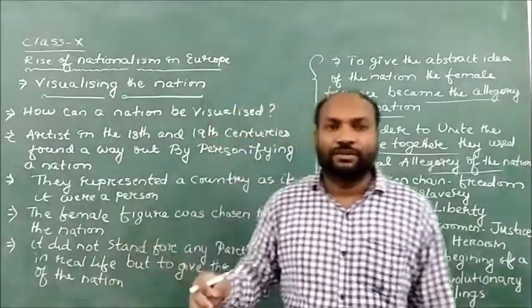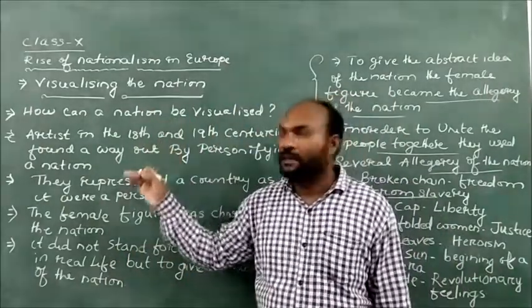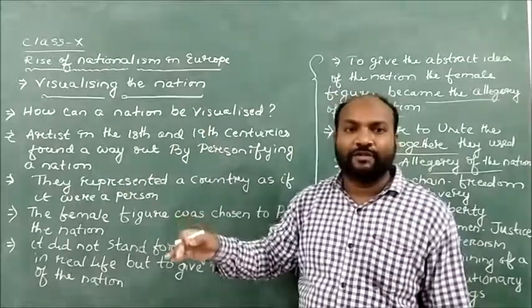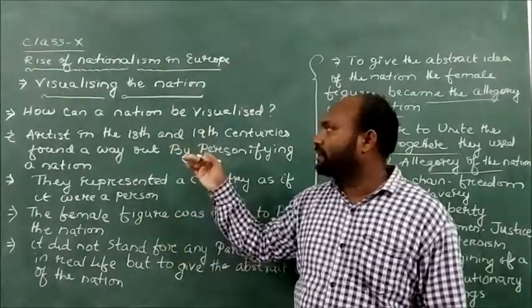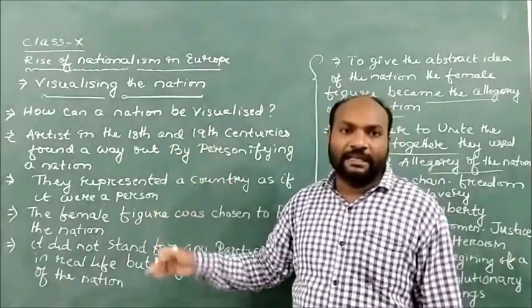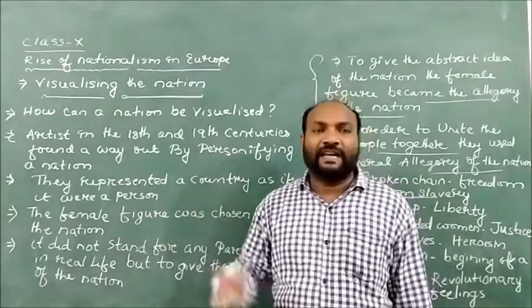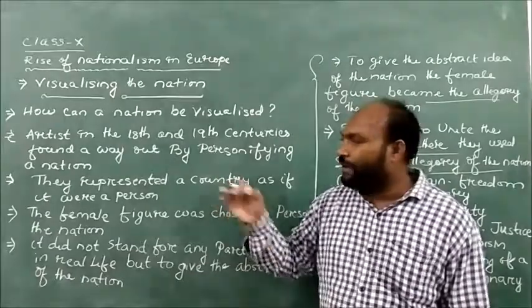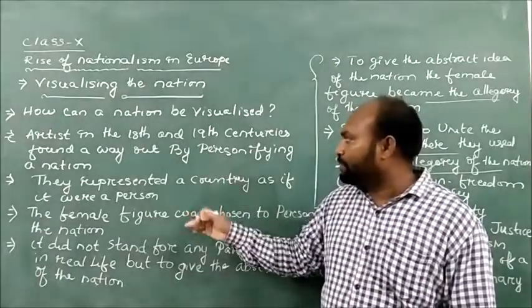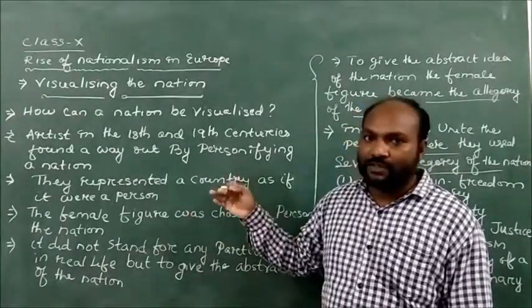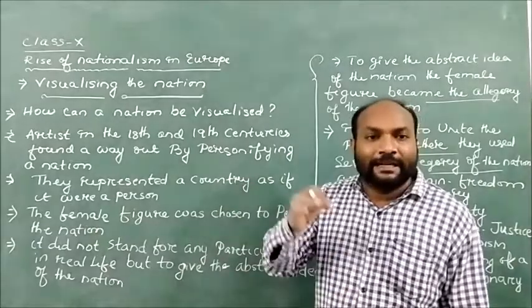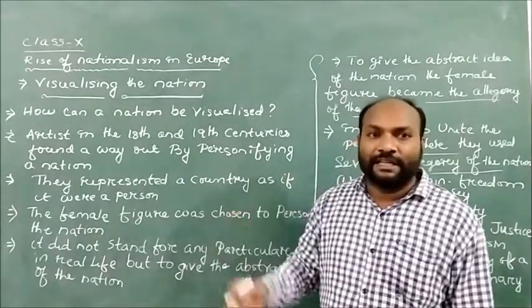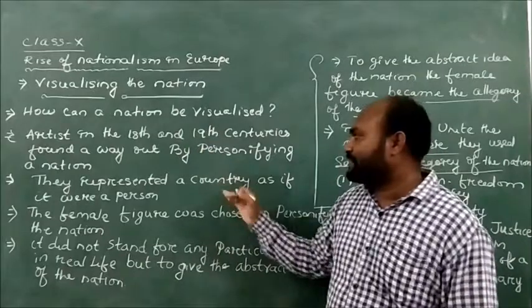Hello children, today we shall be learning how the nation is going to be visualized. So dear children, the revolutionary artists in the 18th and 19th centuries found a way to personify the nations. They used different kinds of allegory in order to personify the nations.